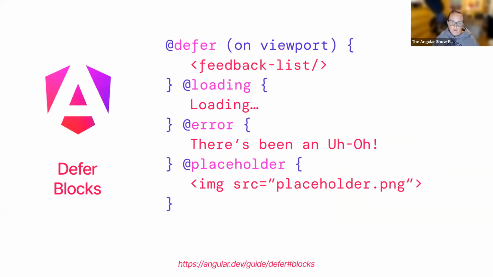So this is what the defer block looks like. This is an example with all of the pieces in place. So we've got the defer syntax here. In this case, we are passing in an expression, or I can't think of what it's called now. But basically when this rolls into the viewport, it's going to render the feedback list. So that means this feedback list code doesn't get pulled down until it's in the viewport. While it's loading, it gives us the ability to provide a default loading block. If there's been an error, it allows us to provide an error block. And it also allows us a slot to put in a placeholder.